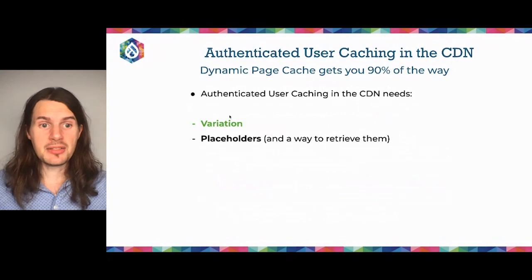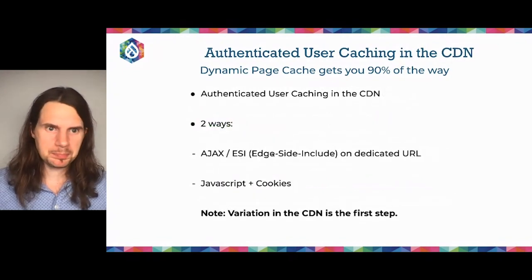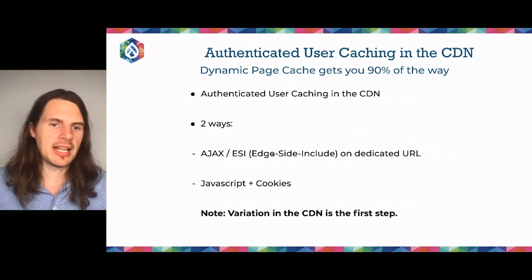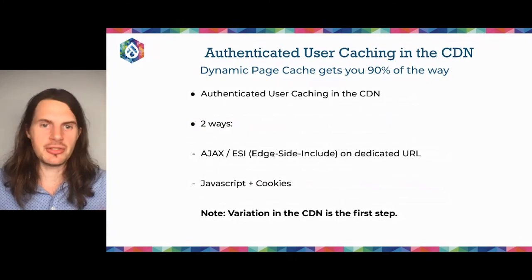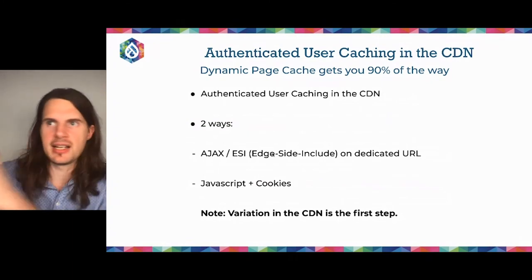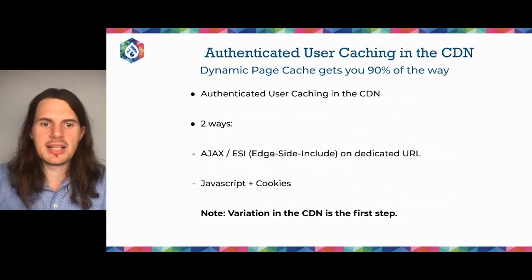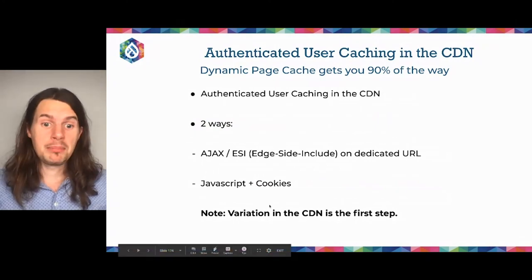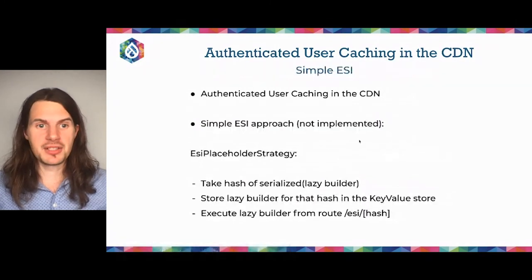The other part, variation we have, the other part is placeholders. There's essentially two ways to do placeholders with the CDN. You could have an AJAX request or an ESI, Edge Side Include, which essentially is a CDN doing a sub-request inside, or you can use JavaScript and cookies. But variation in CDN is always the first step.